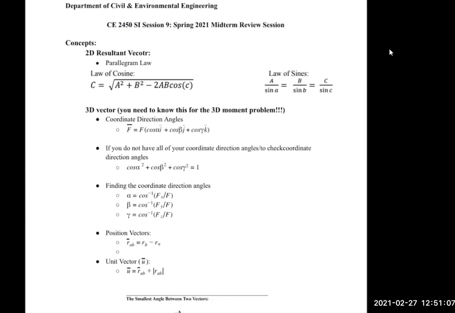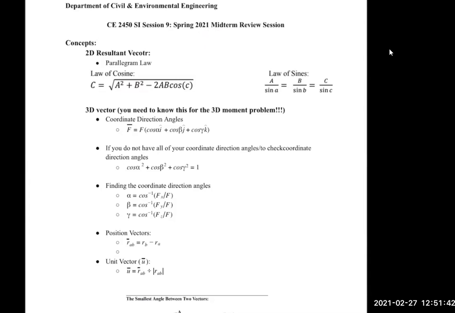All right, so concepts: 2D resultant for vectors, like I said, the parallelogram law. If I have a force like that, then I can also have a parallel force right here and also right here. Yeah, my drawing is bad, but you guys understand the concept. So just parallel to it, okay?